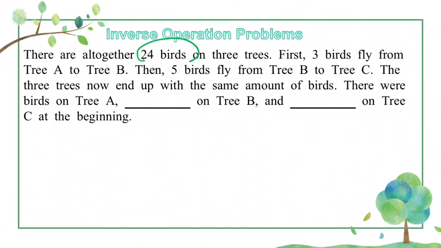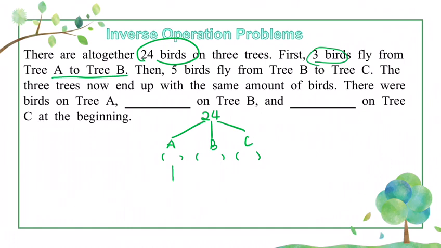There are together 24 birds on 3 trees. You can just write down 24, and these are 3 trees: tree A, tree B, and tree C. And you also don't know how many birds are on each tree, right? So first, 3 birds fly from A to B. Then the number of birds on tree A will increase or decrease? Yes, it will decrease, because they fly away from A, so minus 3. And the number of birds on tree B will plus 3.